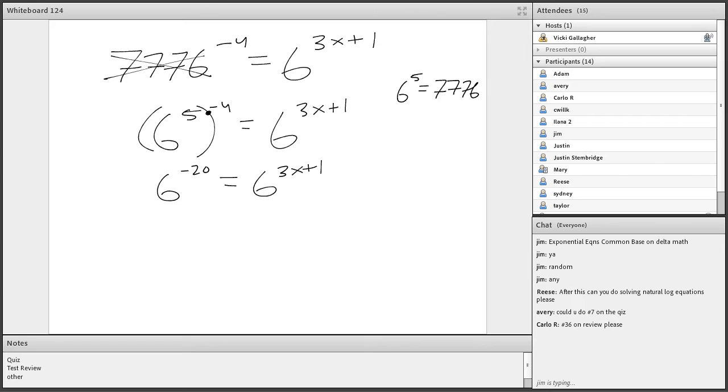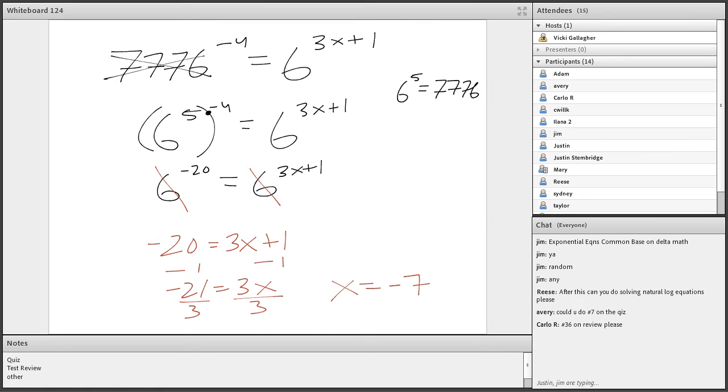Once you have that common base, you can cancel out the bases, and you can just set the exponents equal to each other. And then you have a basic algebra problem, right? So you don't want to overthink it too much. Negative 7 would be the answer to this one.